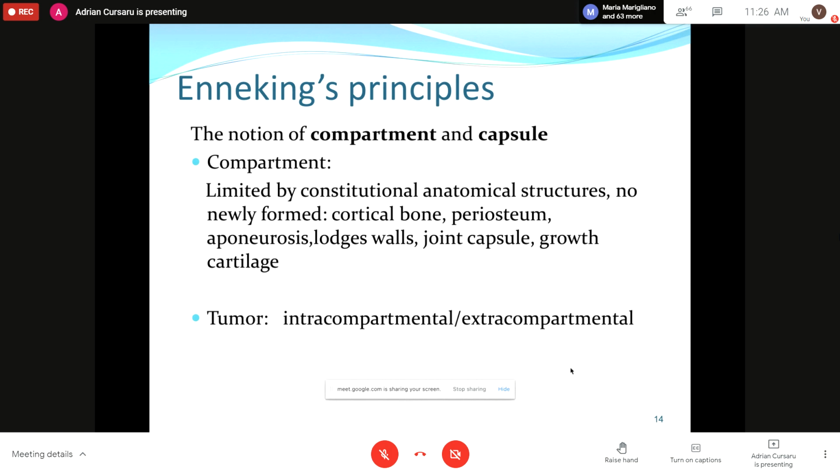an extracompartmental one. In malignant tumors, in most cases, when we are making the diagnosis, we have an extracompartmental tumor. And the surgical procedure is in concordance with that type of compartment, intracompartmental or extracompartmental tumor.